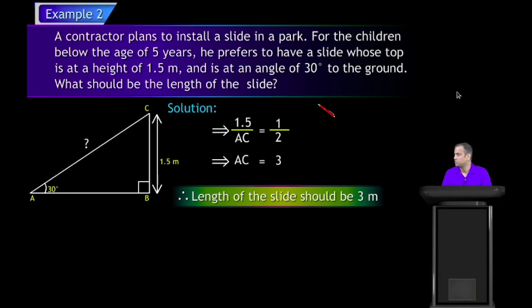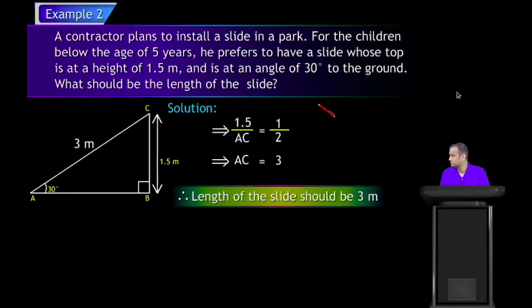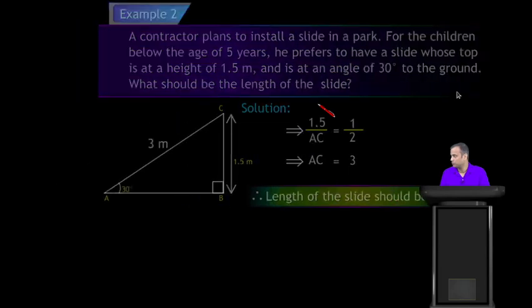Okay, so the length of the slide should be 3 meter. Again, let's recall how we solved it. We are given BC, and we have to find AC. What is the ratio of BC upon AC? It is opposite upon hypotenuse, and it is equal to sine. Now the angle is 30 degree. Then put the value and find the answer.